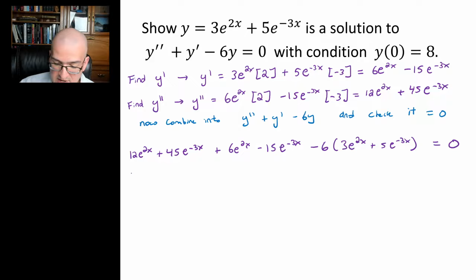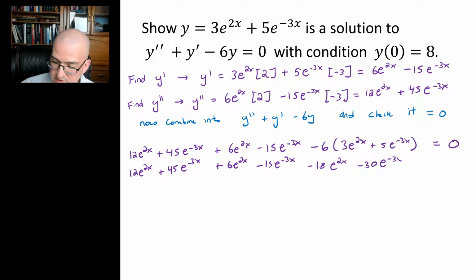I'm going to multiply that negative 6 at the end through the brackets. And then after we do that, we'll just collect like terms. So minus 18e to the 2x and minus 30e to the negative 3x. Is this equal to 0?